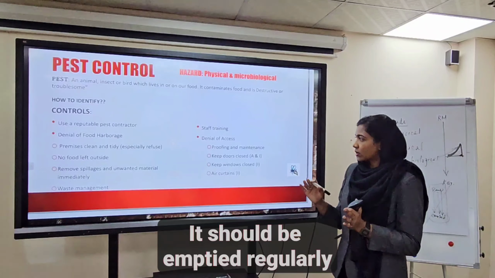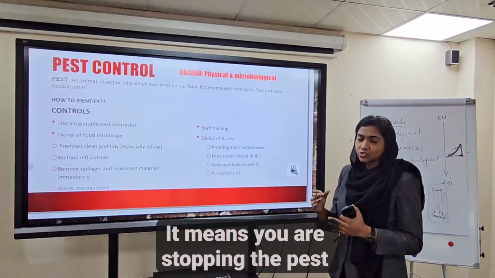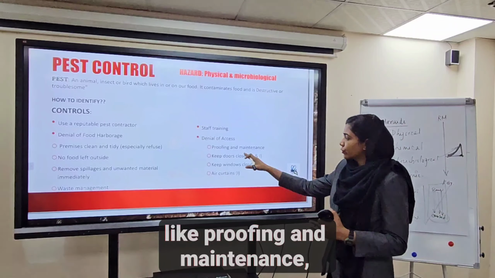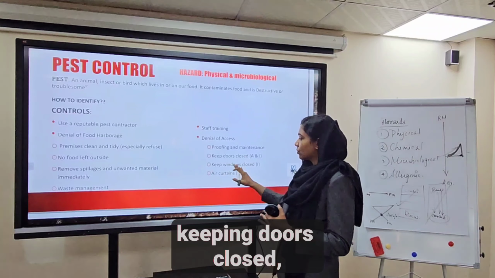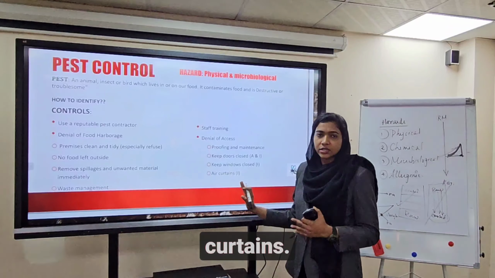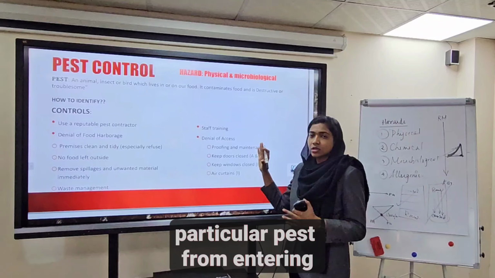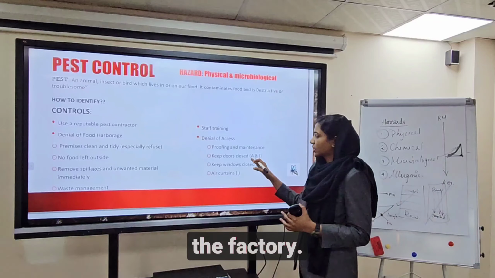Why is pest control important? What is the necessity of pest control? What are the consequences if there are pests? The staff should be aware of all that through training. Denial of access. What do you mean by denial of access? It means you are stopping the pest from entering the premises, like proofing and maintenance, keeping doors closed, keeping windows closed, and air curtains. By all this, you are stopping the pest from entering the factory.